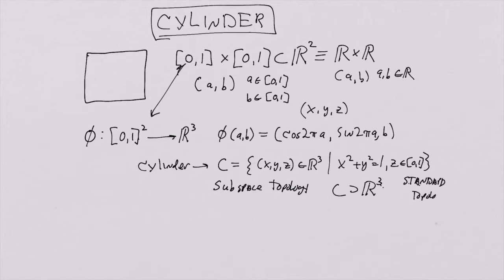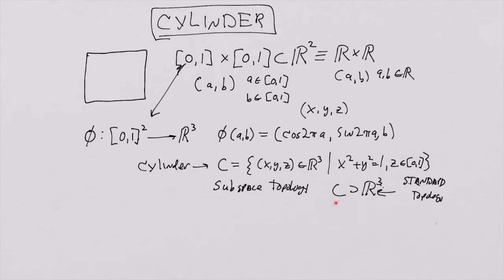The standard topology on R3 is the set of little open balls, which would be little open spheres. That would be the base of the standard topology of R3. So the standard topology here is the set of all little open spheres, and those open spheres form the base of the standard topology of R3. Well, C is a subspace of R3.